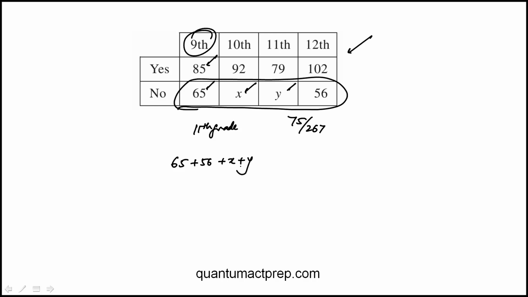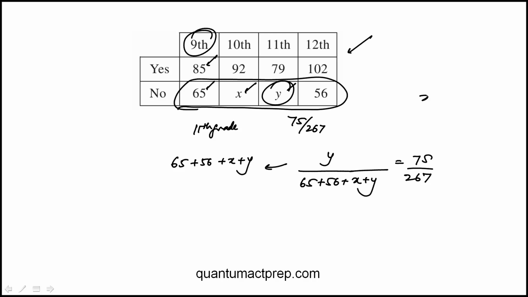And they tell us that if you're selecting from this pool, given that the student responded no, the 11th graders are Y. So the probability is Y over 65 plus 56 plus X plus Y, and that's equal to 75 over 267. One of the following is the value of X. Which one? We need to figure out what X is.